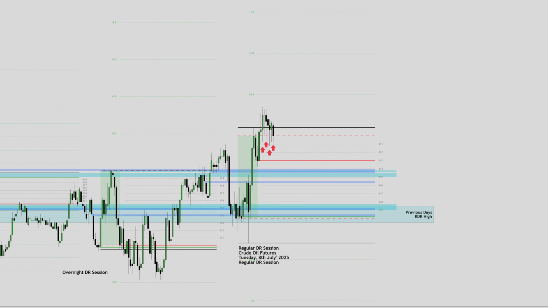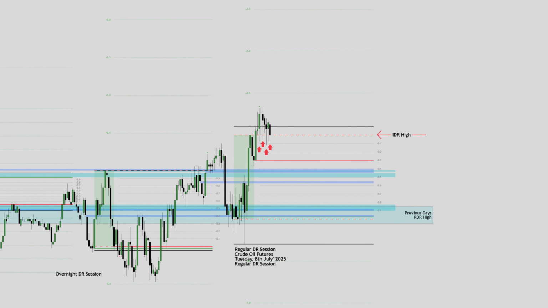Do not get too focused on predefined areas like the middle of the range. In such cases, you have to be a professional decision maker and have your mind sharpened, fully focused on the present situation as it forms. There's no reason to ignore these rejections from the IDR high here, as the implied defining range plays a crucial role in the DR trading strategy.